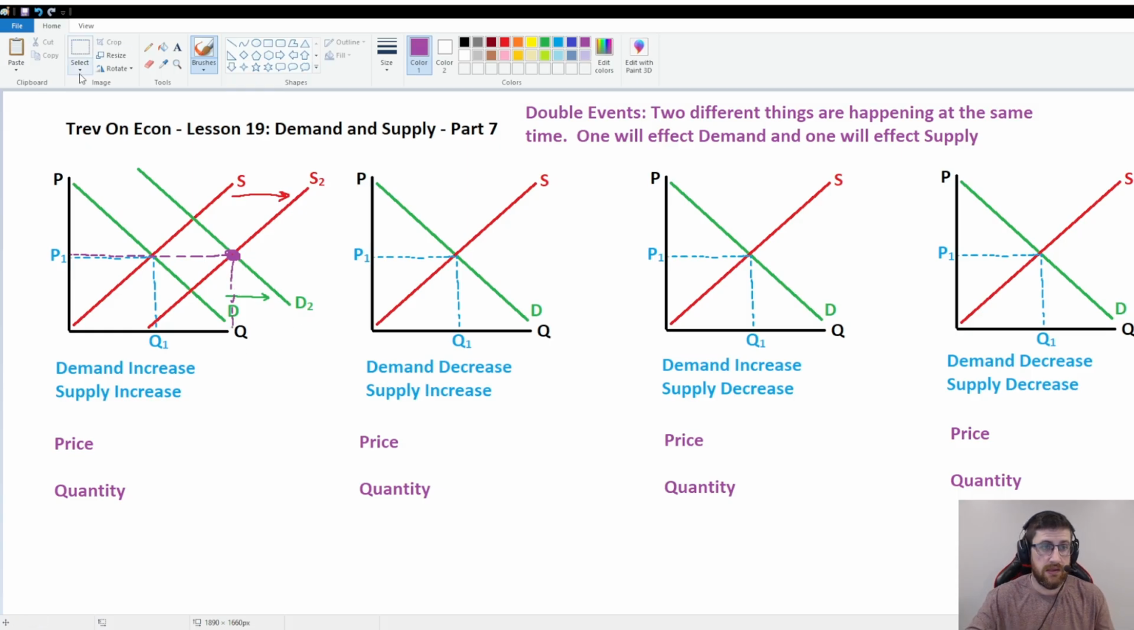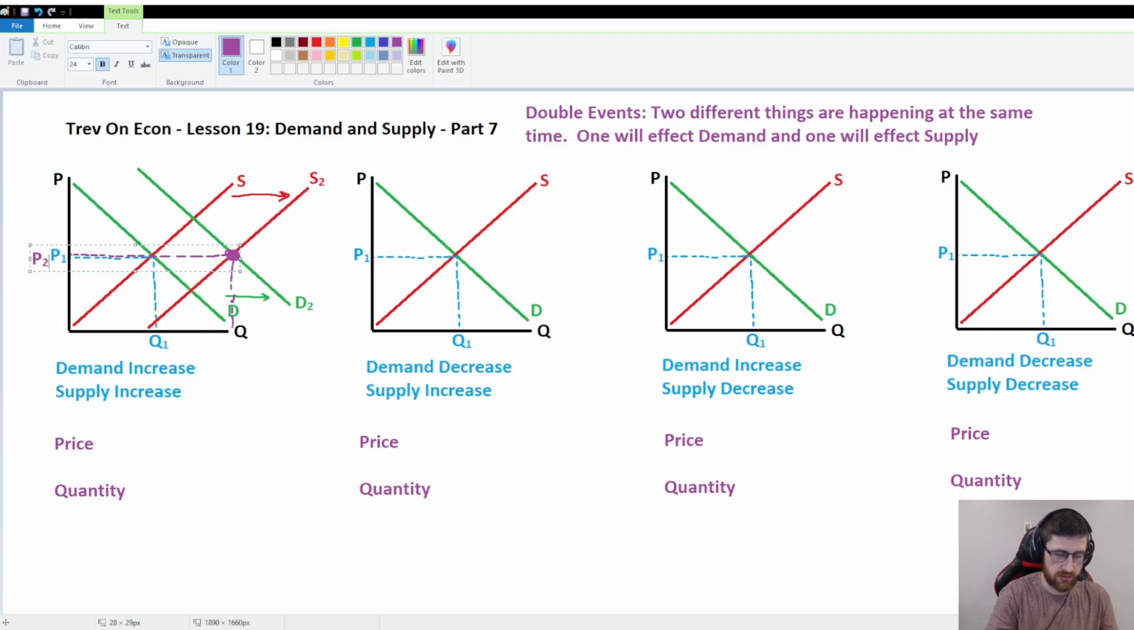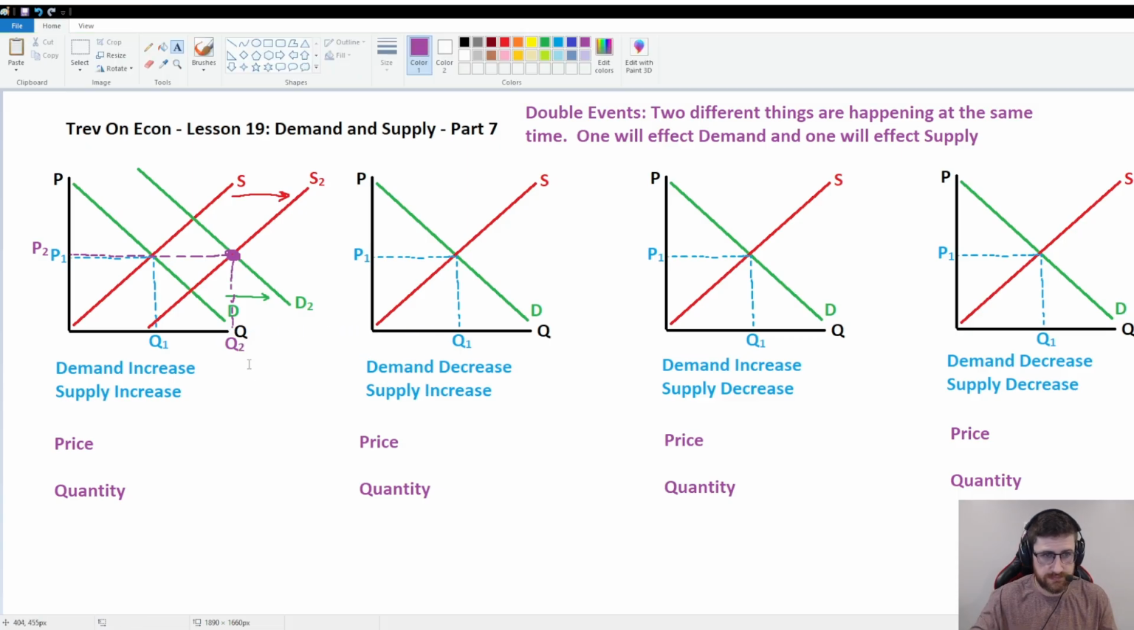Okay. So we got P2, and that's going to be awkward. So I'll just put it kind of here. You'll see that there's a bit of a problem. And then Q2. Maybe less of a problem here.